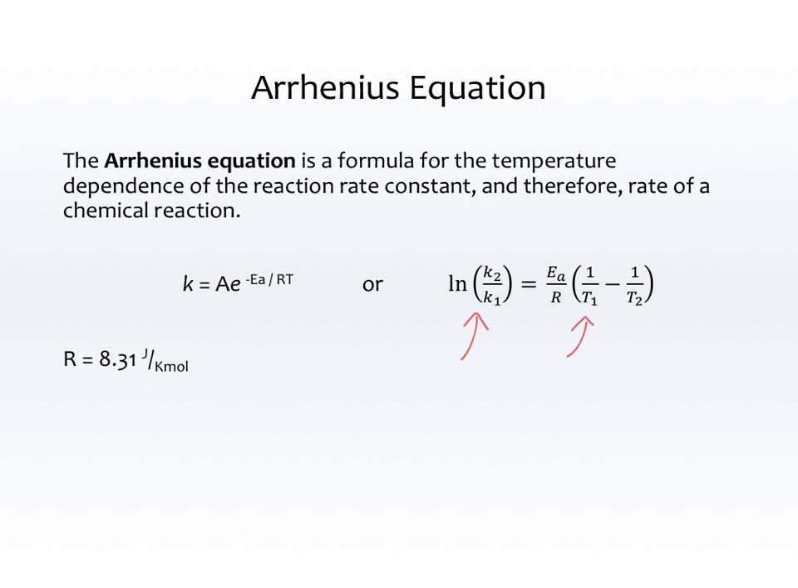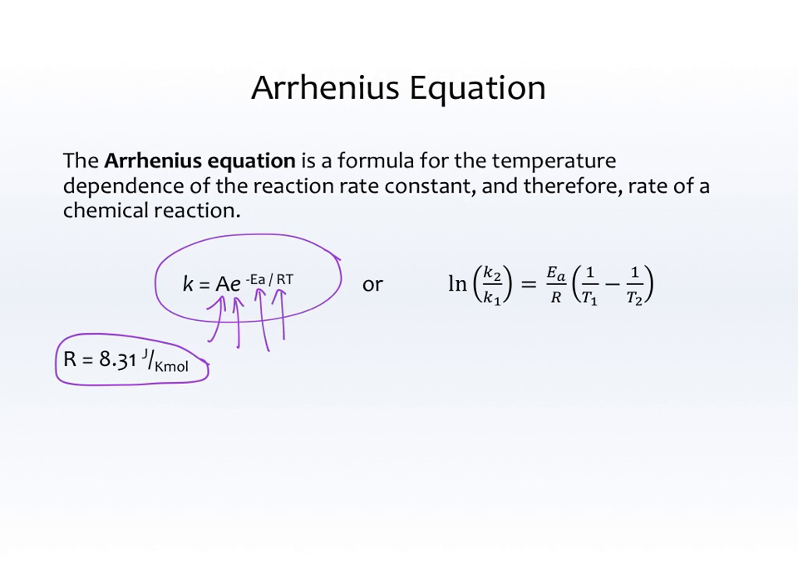So first I want to look at the equations, or the variables. There's two different forms of the Arrhenius equation. K is equal to A e to the negative Ea over RT, in which A is just an Arrhenius constant, e is the inverse of natural log, Ea is the activation energy, R is the gas law constant, but in this case we're going to put it in joules instead of liter-atm, so it's 8.31, and then T is the temperature.